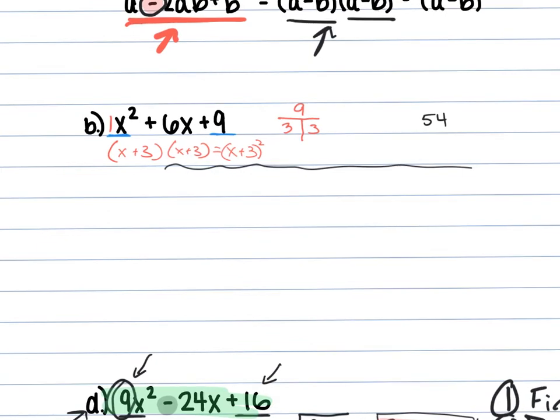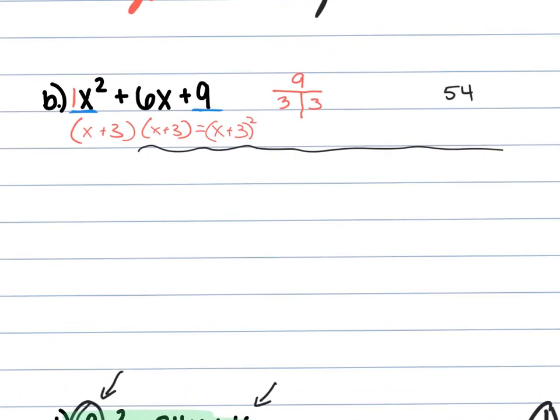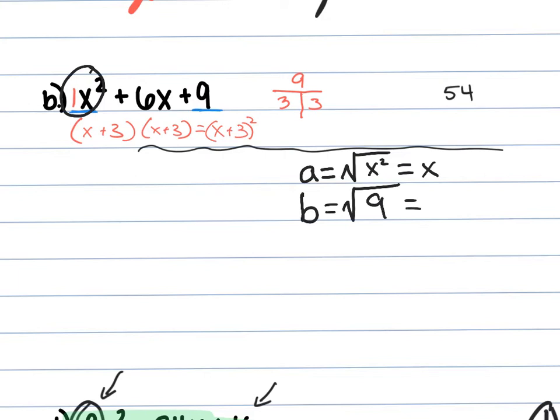All right. So here's the second way. I am going to find a. And remember, to find a, I take the first thing and I take the square root of it. What is the square root of x squared? Just x. I'm going to do the same thing for b. I'm going to take the square root of 9. What's the square root of 9? Good. I do still have to check it.